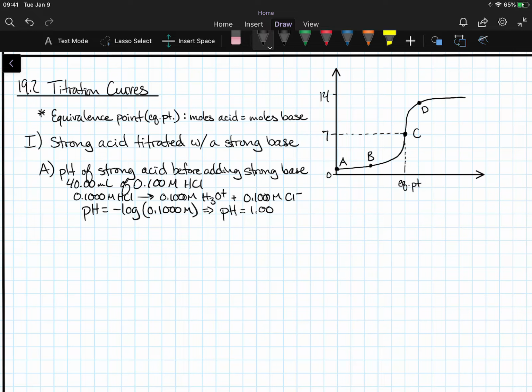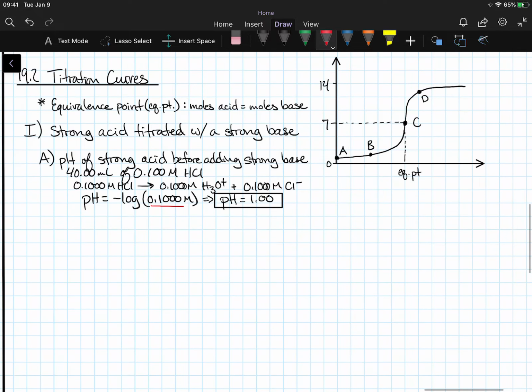So first step, pretty straightforward. Now even though there's a ton of sig figs in the log term here, there are 4 sig figs in that log term. For most of our titration purposes, we're just going to round to 2 decimal places for our pH.